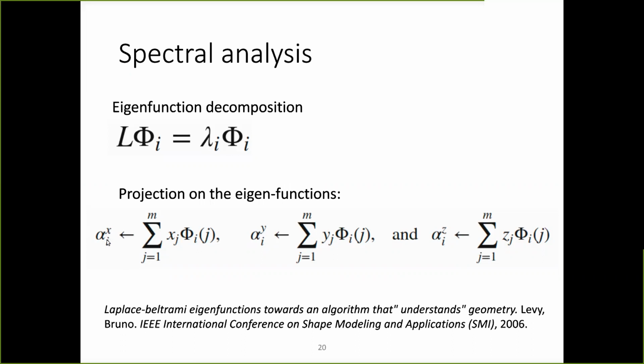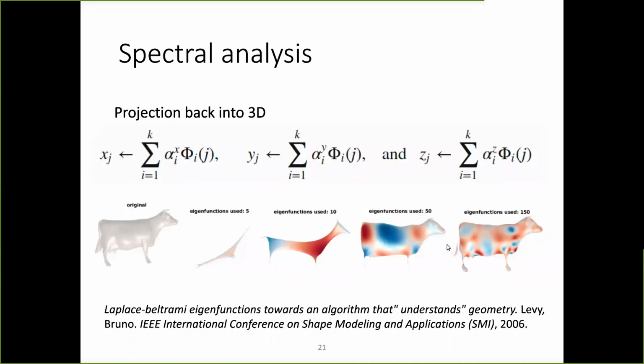So basically you have three coefficients for your number of eigenfunctions. It's one vector that has a size m, and you've got another one, and then another one. And what's interesting is that you can recreate your shape if you do it in the other direction again. Let's say now you just pick k of them. For example, here you have k equal 5, 10, 50, and 150. You can see that the more eigenfunctions you add, the more you recreate something that's close to your original shape. And what's interesting about this is that it gives you a compact base to represent any function.